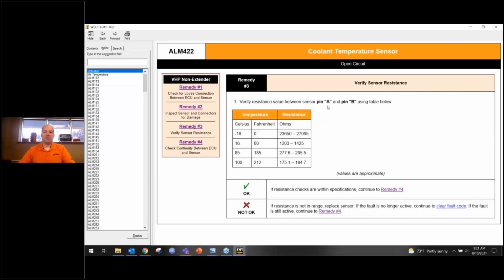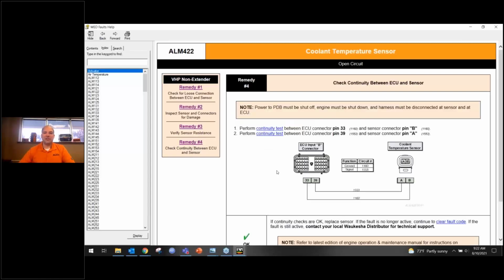Remedy 3 says between pin A and B, this is a 2-pin sensor. We're going to measure the resistance there, and we're going to say, okay, if we're within our correct range, we should see running right around here. 185 temperature is going to be on the high end, so we should be a little lower than that, reading our resistance on that particular sensor when we're looking at our target temperatures, say 130, 140 degrees, depending on your application.